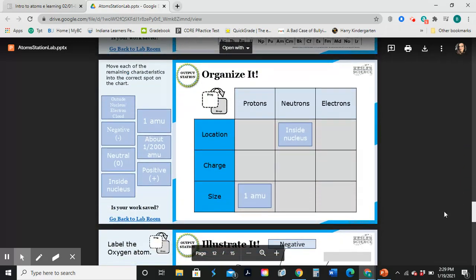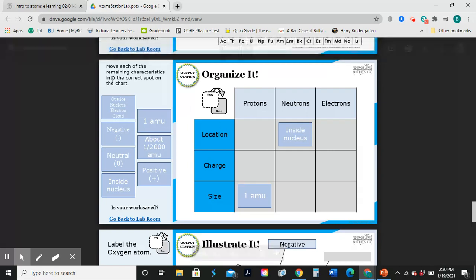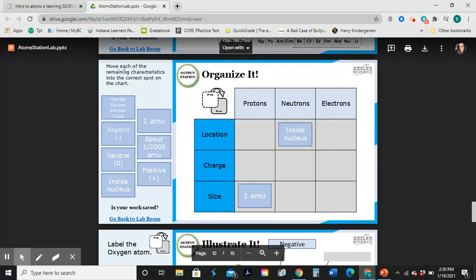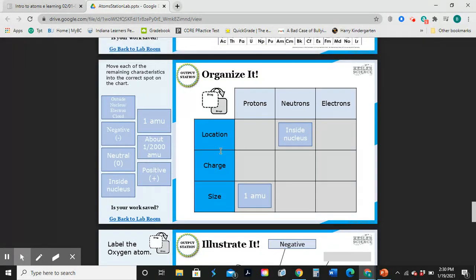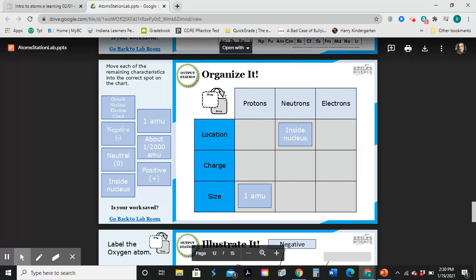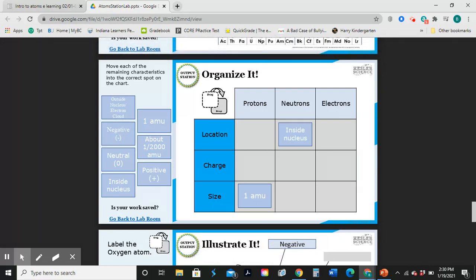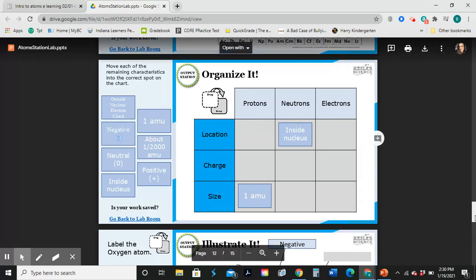Right here, you're going to look at your protons, your neutrons, and electrons, and you're going to determine where they are, okay? Is it positive? Is it negative? Is it in the nucleus, outside the nucleus? You're going to move all the characteristics over here and drag and drop them. For instance, we know that protons are negative. So we would put it there. Okay?